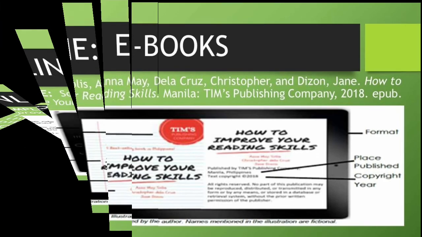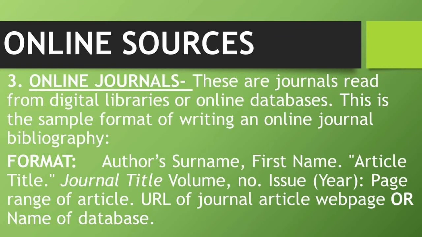All right, very good. And next for online sources is the online journals. These are journals read from digital libraries or online databases. And this is the example format of writing an online journal bibliography. First is the author's surname or last name, first name, followed by the article title, followed by the journal title, volume, number, issue, date or year, page range of article, then URL of journal article, web page, or name of database. So let's check the example.